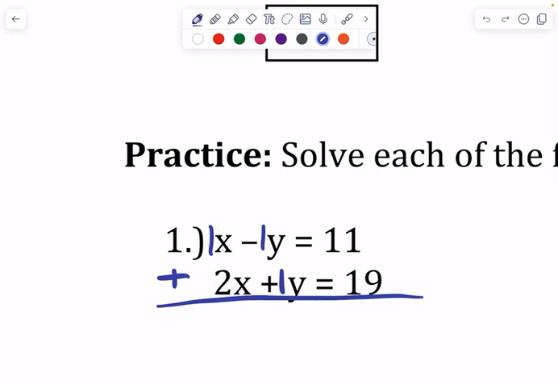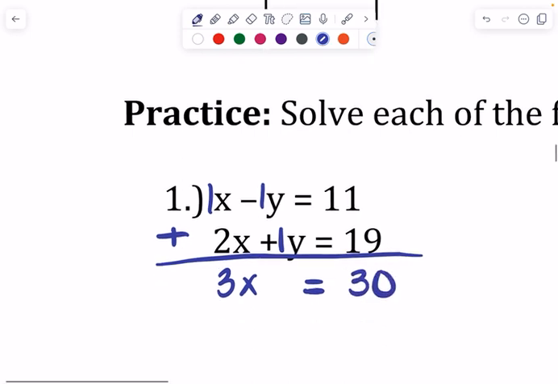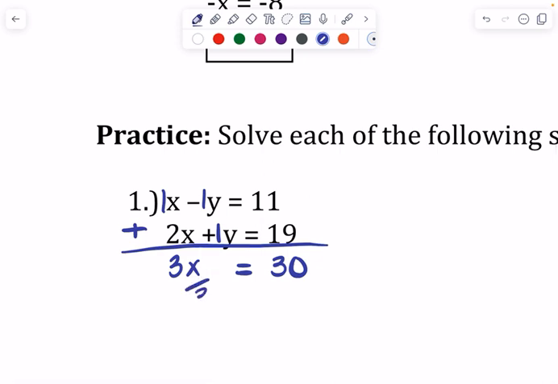So if you add your x's, 1 plus 2, 3x. Negative 1 plus positive 1, they cancel. We're just going to leave that blank. We're not going to write 0 or anything. Equals 11 plus 19, 30. So we get that first variable, divide by 3. x is 10. So we have our x value.